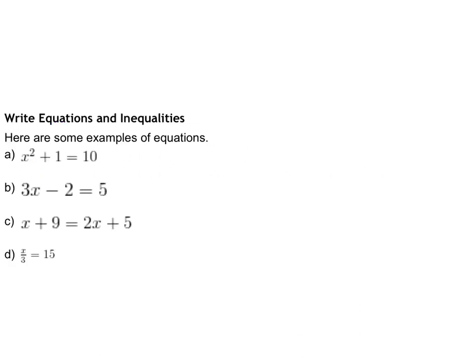So here are some examples of equations. We've got x squared plus 1 equals 10, 3x minus 2 equals 5, x plus 9 equals 2x plus 5, and x over 3 equals 15. Notice how they're equations because every single one of them has an equal sign.